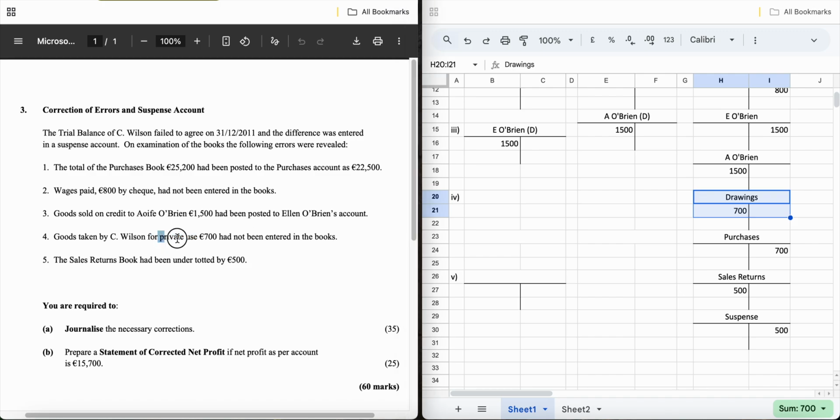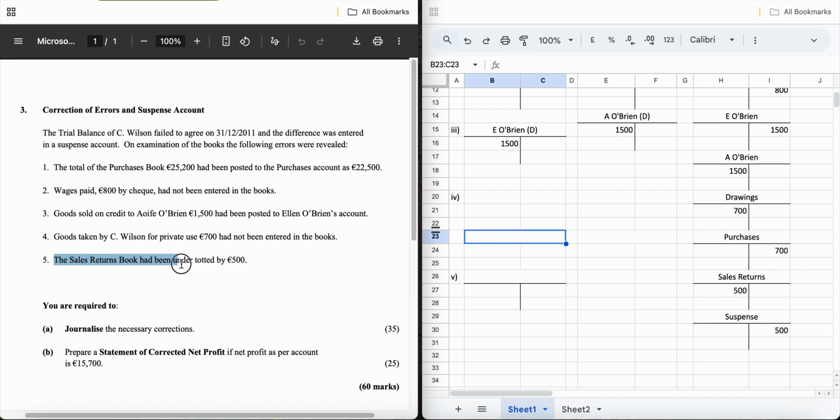It's like an expense. It's not really, but we're taking money out of the company, so left hand side, drawings. Now, what did we take? We took goods. Now, goods were previously purchased to be sold on again. So we took purchases. So purchases, right hand side, and again it balances up, so we don't need a suspense account.